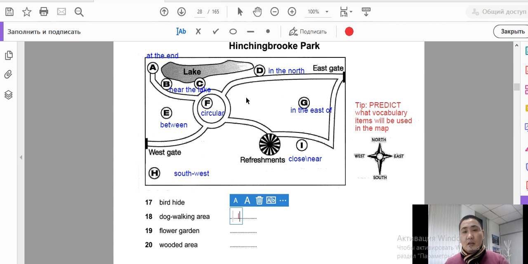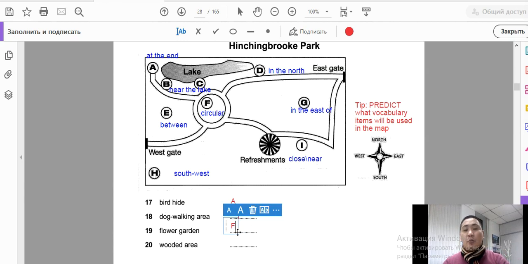Next, you can go to the flower garden. That's the flower garden. That's a circular area on the map. So we're going to label it with letters. This one is labeled with the letter F, and this one is a flower garden. So the flower garden is located inside this circular area. So the correct answer is F.